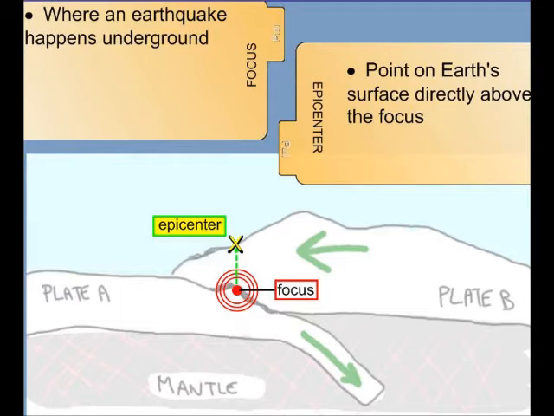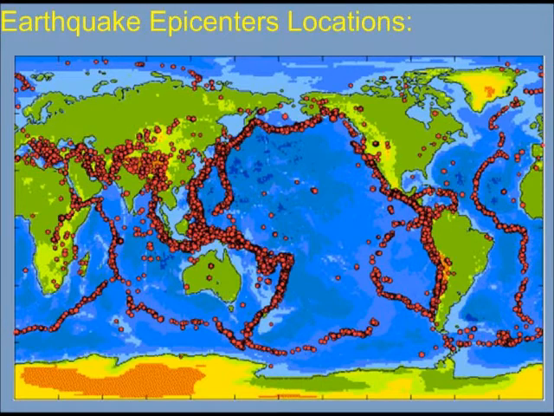The first is called a focus, and that's the actual location underground where an earthquake happens. The point directly above that on Earth's surface is called the epicenter. Most earthquakes occur on plate boundaries. Not always, but you can see right here in this map that this is the location of earthquake epicenters, and they outline the tectonic plate boundaries.